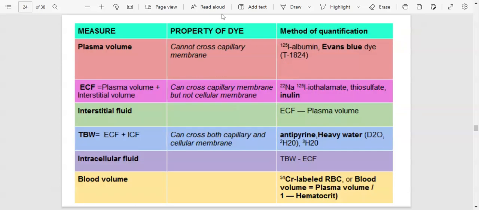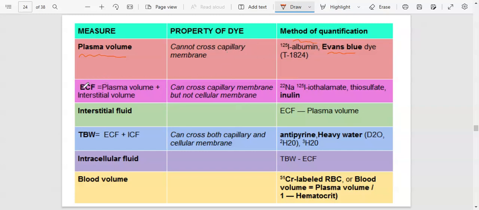So these are other indicators that you're able to use, and we need to know them because different questions are going to come. They'll give you indicators which were injected and ask you to find the volume. If you don't know what this indicator is able to label, then you are not able to answer that. When you want to find the volume of the plasma, you are able to use albumin, that is iodine albumin, or Evans blue. The reason is they cannot cross the capillary membrane. So when you inject them in the blood, they are not able to move outside the blood vessels. That is why they are used.